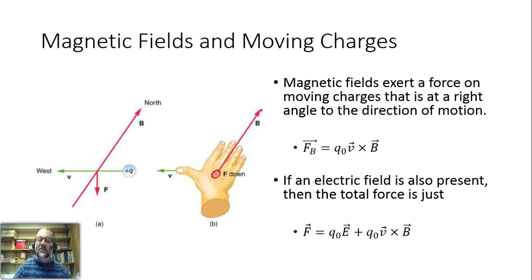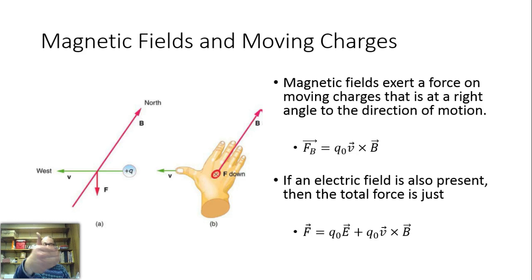Now, magnetic fields exert a force on moving charges that is at right angle to the direction of motion. So we write this as the force from the magnetic field is the charge times its velocity crossed with the B field. I think of it as my fingers going in the direction of velocity and the magnetic field being out of my palm, and then my thumb points in the direction of the force. So I think of it always with the right hand rule like this: V cross B.